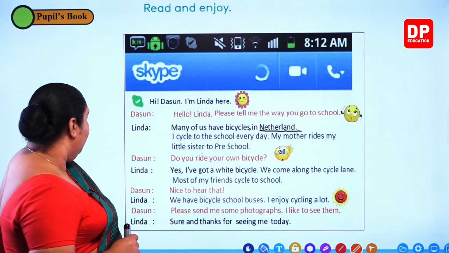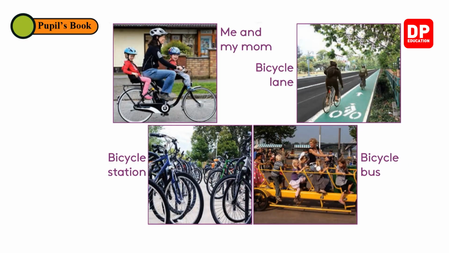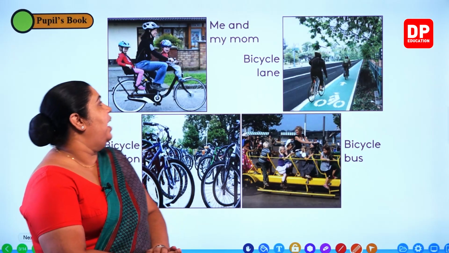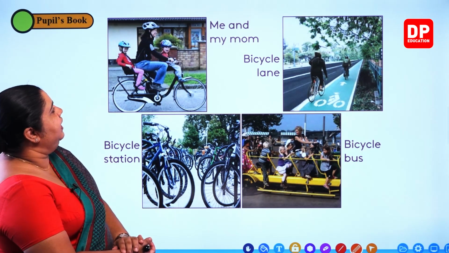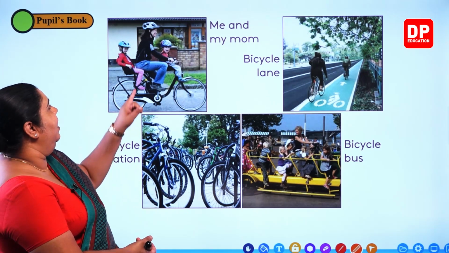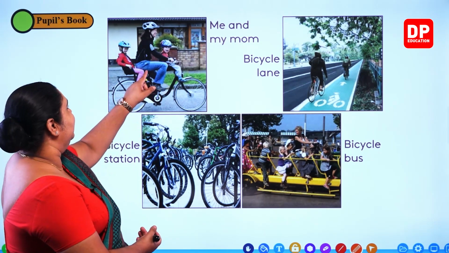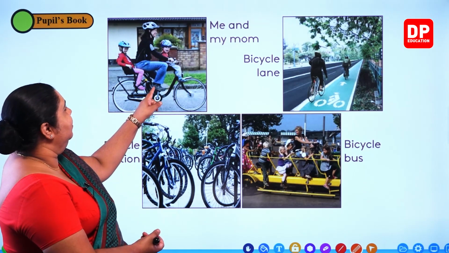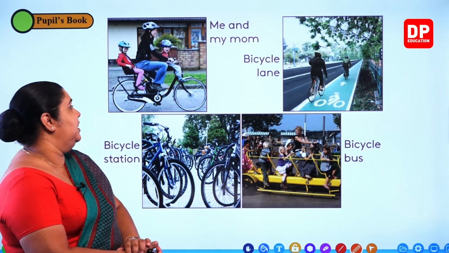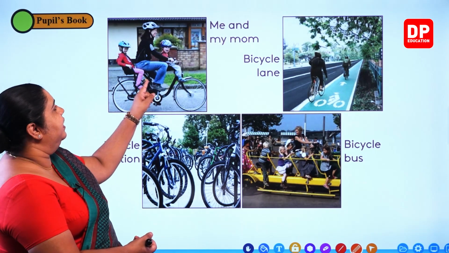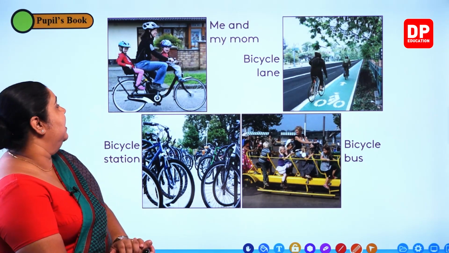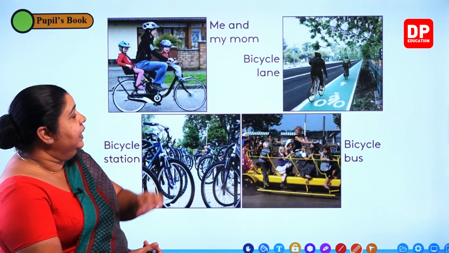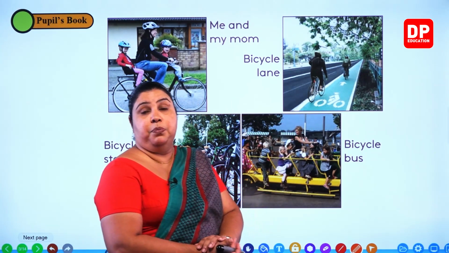Okay? Right. So now Linda sends some pictures to Dasun. So let's see. Now in your pupils book, here you have them over here. Right. Now, can you see here? Me and my mum. Here the little sister, and this is the mother, and this is Linda. This is how they go to school. The mother drops off the little sister in her preschool, she said. So this is how Linda and her mother and the baby little sister who goes in the bicycle. Then this is the bicycle lane that we spoke about.